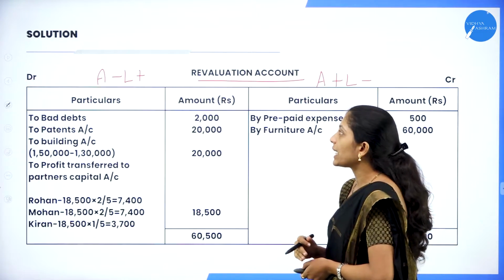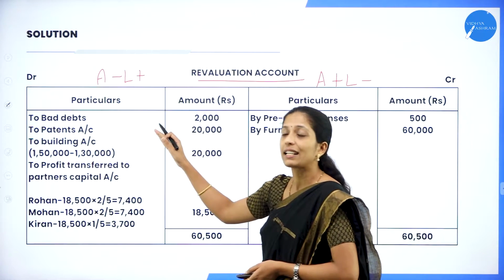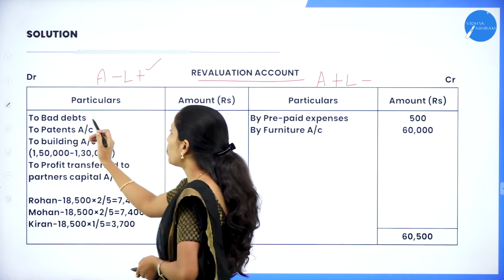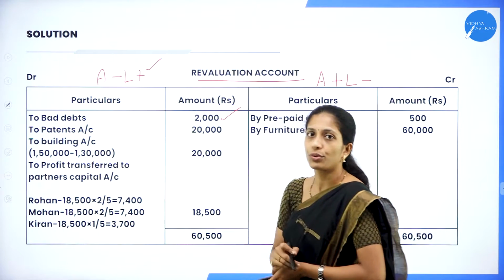So, where do we record increase in liability? That is in the debit side, L plus. That is increase in liability. So, write to bad debts. Amount is how much? 2000.